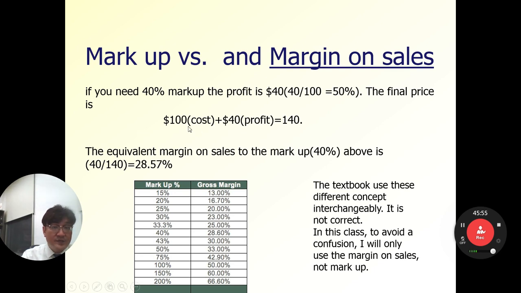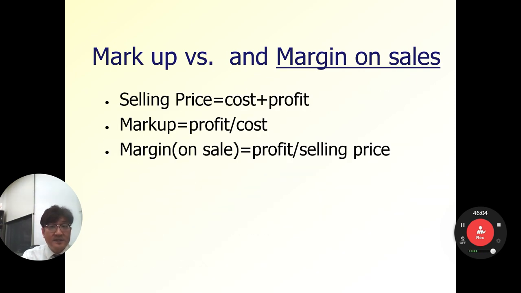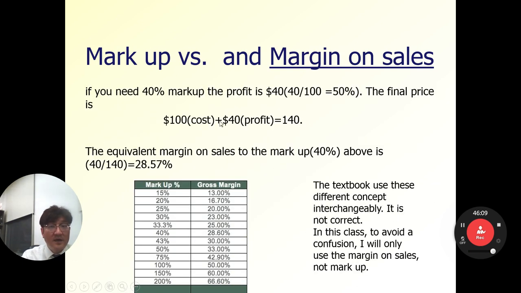How do you calculate that? You need to calculate the margin on sales, which is easy. Margin on sales is profit divided by selling price. You know the profit, and you know the selling price. All you need to do is calculate 40 over 140. So the equivalent margin on sales is going to be 28.57%.